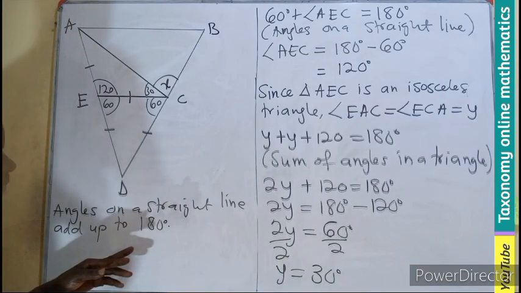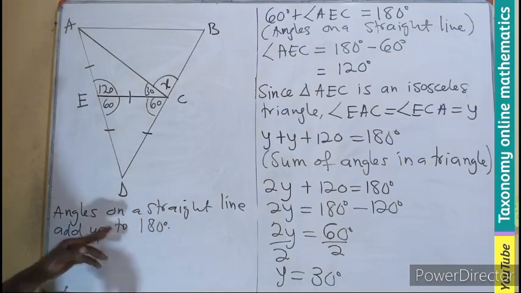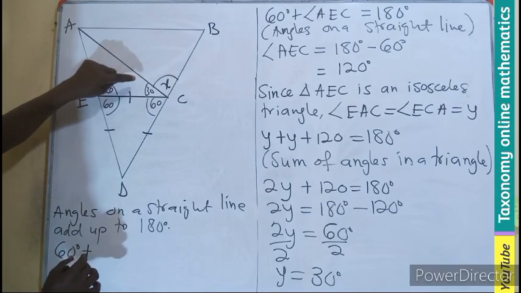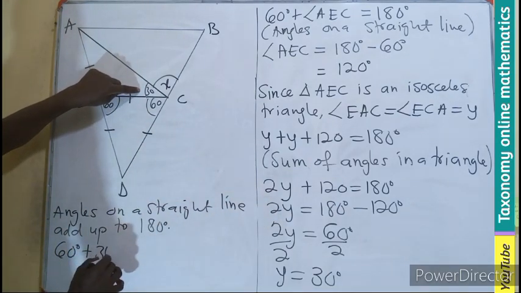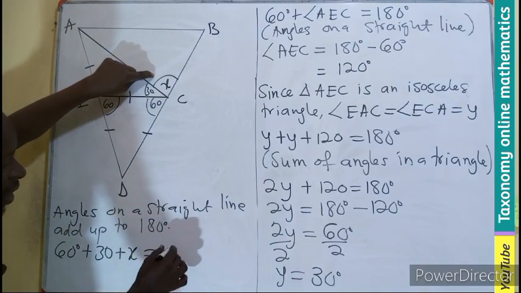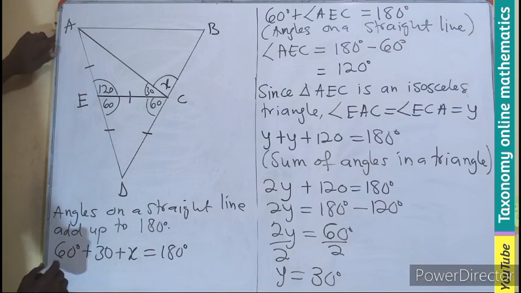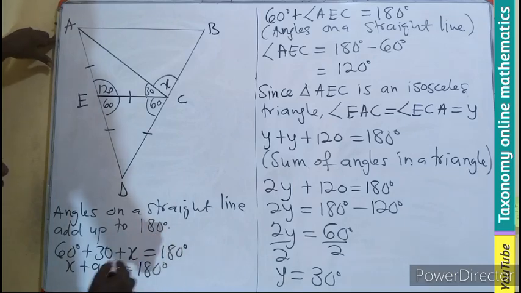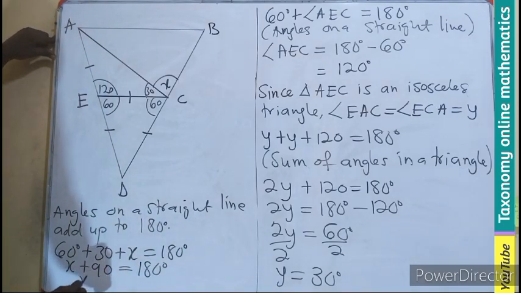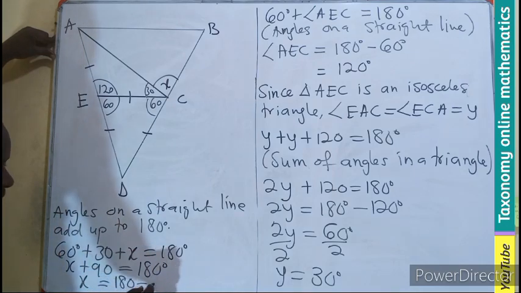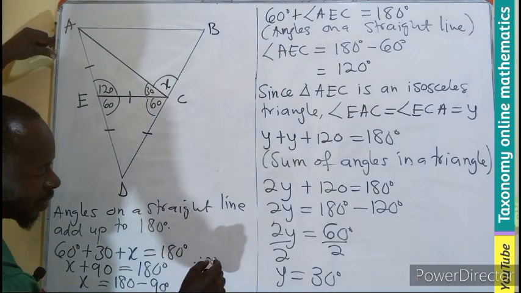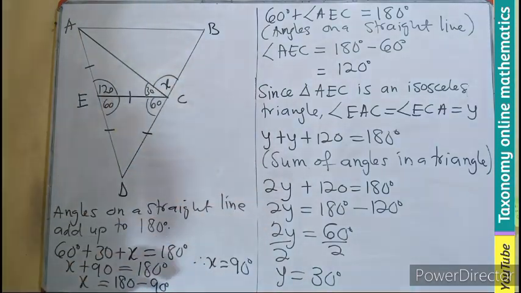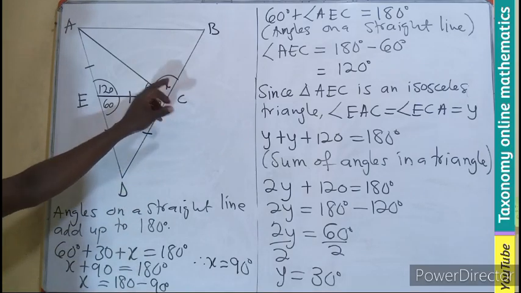So from this, we can say that angles on a straight line also add up to 180. We have already described this angle, so we can write the 60 degrees. We describe this angle as we have here as 30 degrees. Then the X will give us 180 degrees. This will be 90. So X plus 90 degrees will be equal to 180. We can subtract 90 from both sides. So X will be 180 minus 90 degrees. Therefore, X is going to be 90 degrees. So this is what you get if you were to find the value of X.